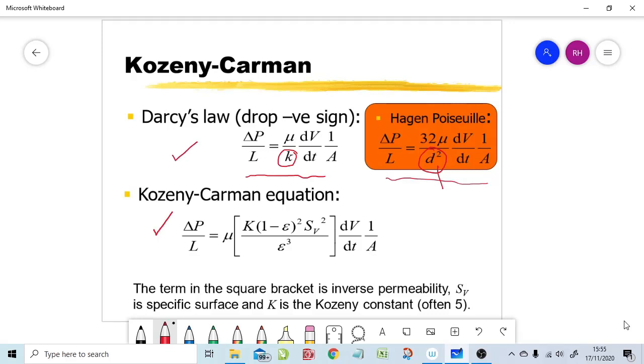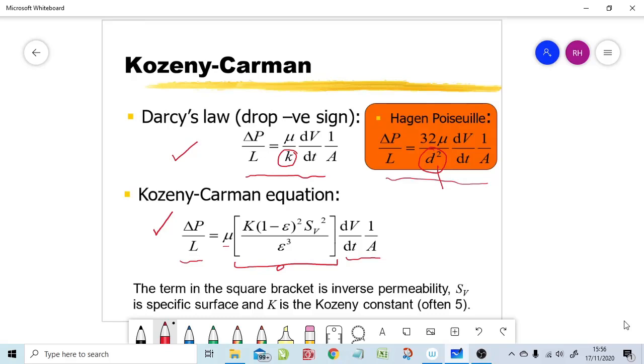Okay, another comparison to do is the comparison of Darcy's law to the Kozeny-Carman equation. I'm not deriving the Kozeny-Carman equation, you can see that in the textbooks. I'm only commenting on it. First thing to comment on is that clearly what we have here is inverse permeability, because the Kozeny-Carman equation has the same left-hand side as Darcy's law, the same right-hand side after the resistance term. So clearly the square brackets are the resistance to flow term, which is the inverse of permeability. We've still got viscosity out here, so the square brackets are just the inverse permeability.